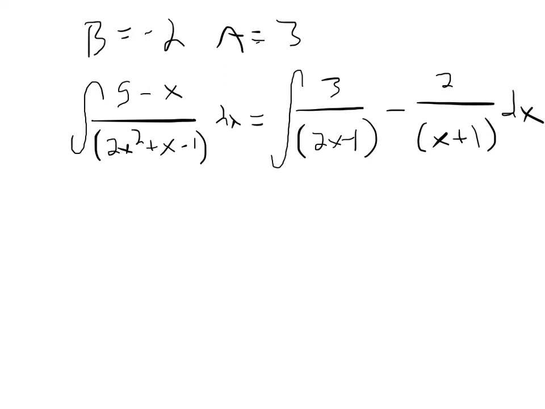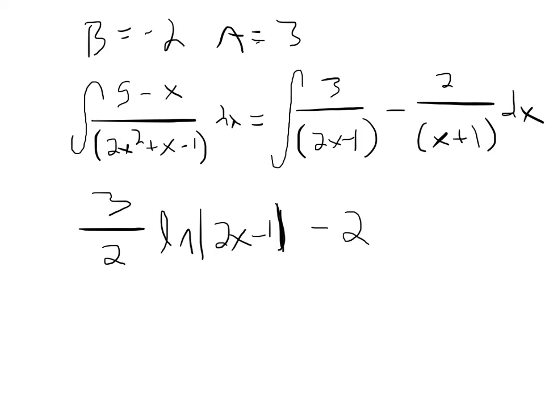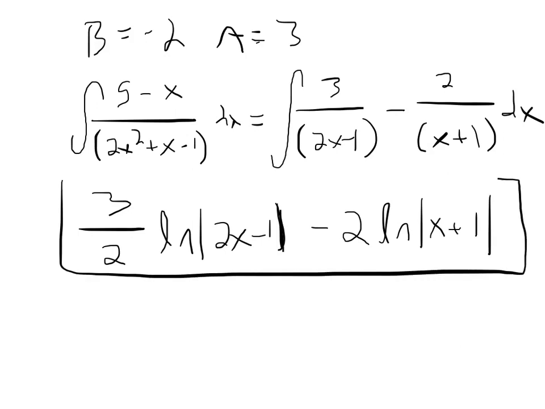So now that we have that, we can integrate that. That is definitely integratable, if that's a word. So you have the 3 over 2, take that to the outside, and you have 3 over 2 ln of the absolute value of 2x minus 1, which is the bottom, absolute value, not a parenthesis, minus, take that 2 out also, so you have 2 natural log of x plus 1. And that is your final answer.